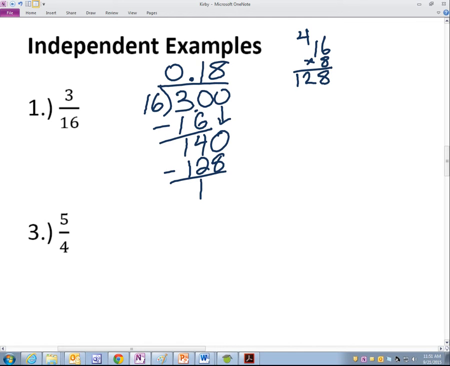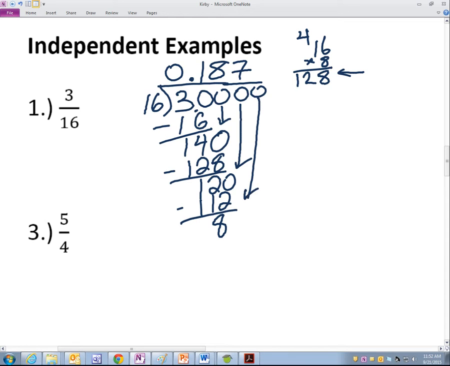And this is just like what we did last night. So close. So I know it's going to have to be 7. And 140 minus 128 is going to be 12. Still going. But I know that 16 multiplied by something is 80, because 8 times 10 is 80. So 16 times 5 is 80.